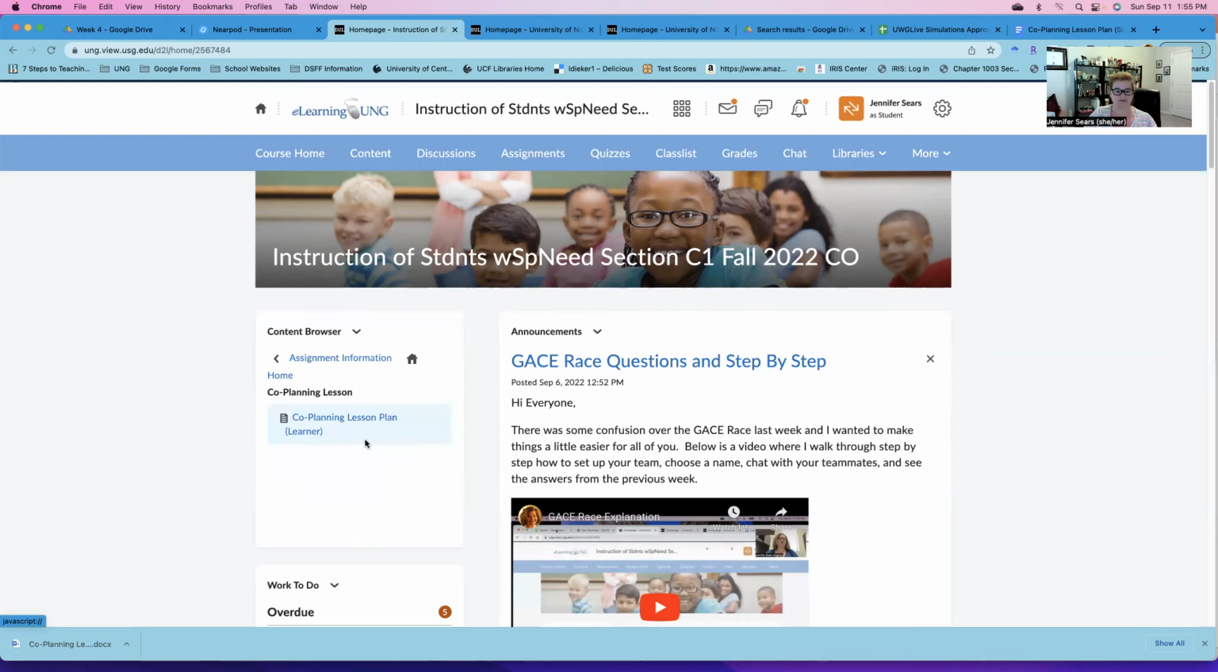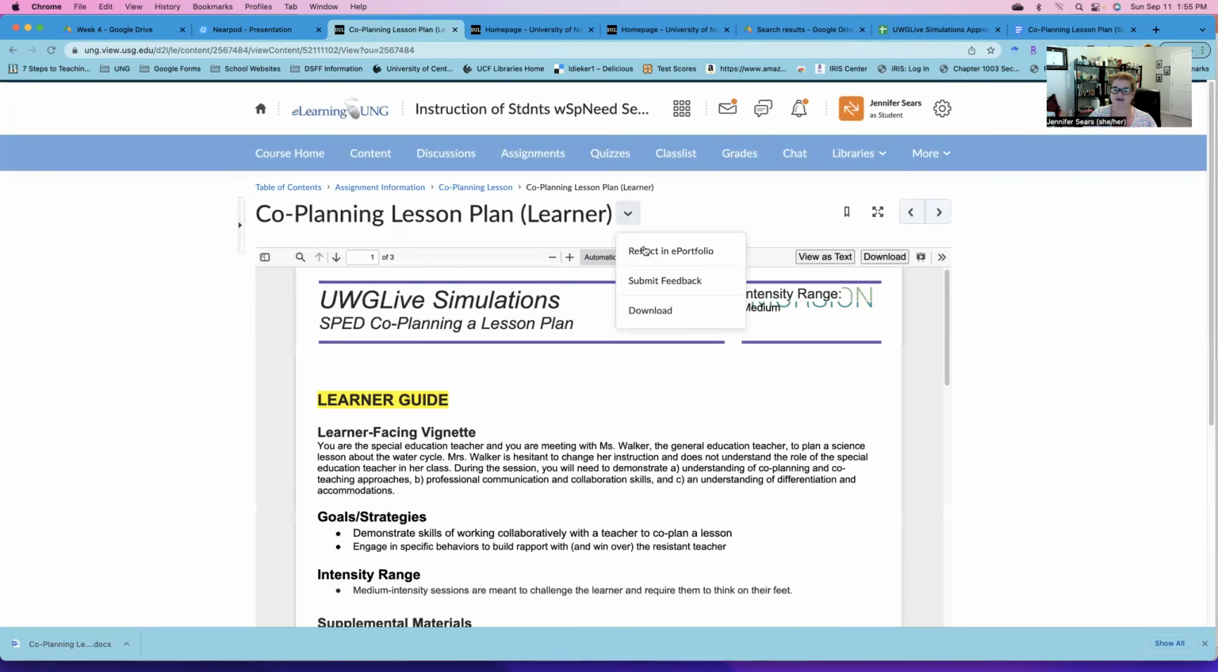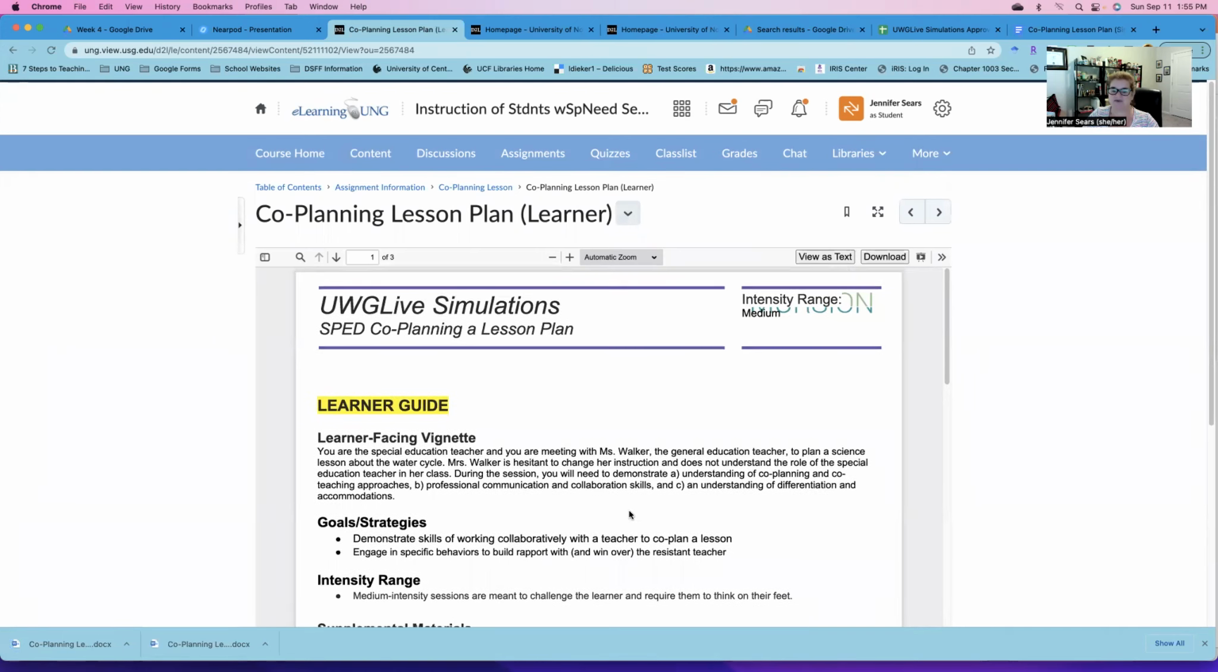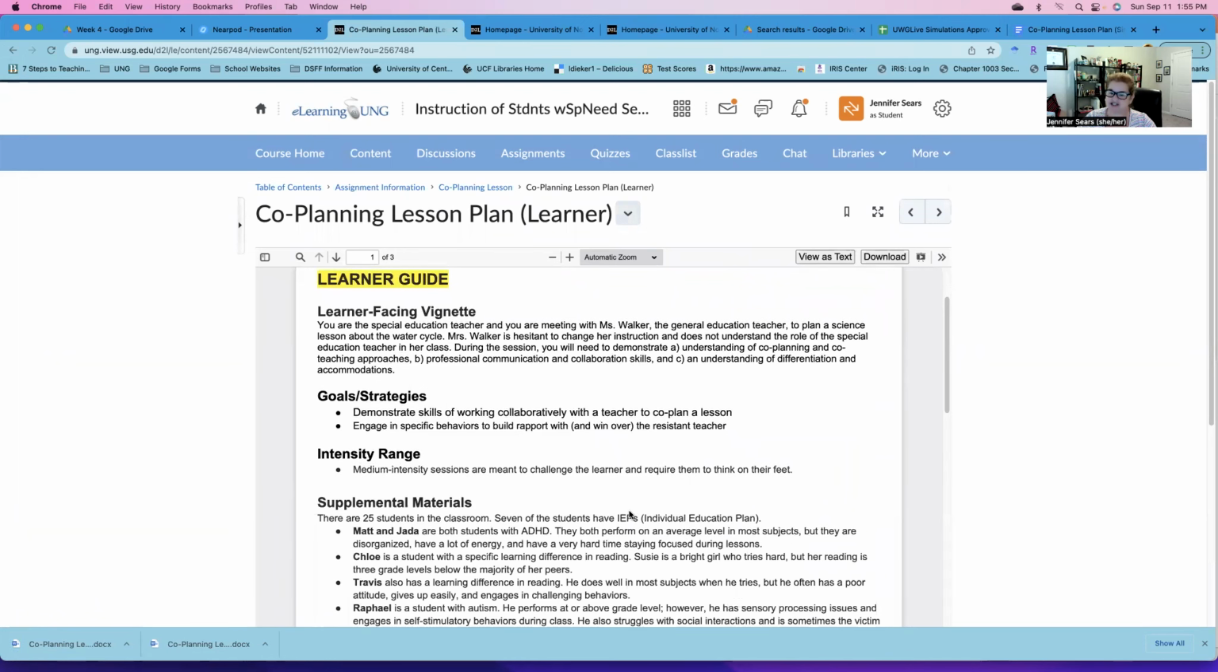So if I go into the module, you will see that there's a document here. I'm going to click that, and I'm going to download it to my computer so that I have it right here. So this, my friends, is your vignette that you're going to be using. So here is the vignette. You are a special education teacher, and you are meeting with Ms. Walker, the general education teacher, to plan a science lesson about the water cycle. Mrs. Walker is hesitant to change her instruction and does not understand the role of the special education teacher in her classroom. During the session, you will need to demonstrate understanding of co-planning and co-teaching approaches, professional communication and collaboration, and an understanding of differentiation and accommodations.